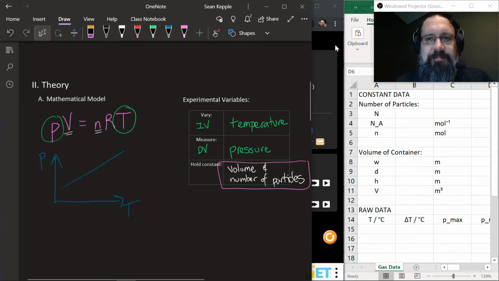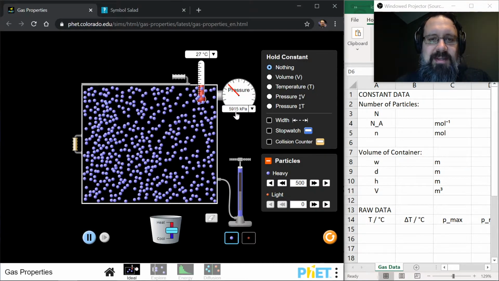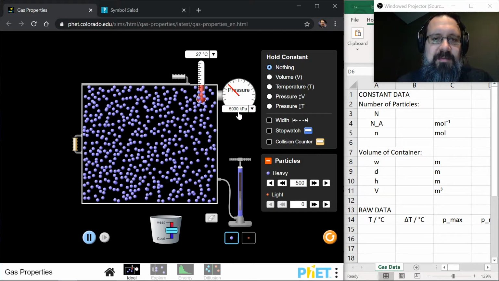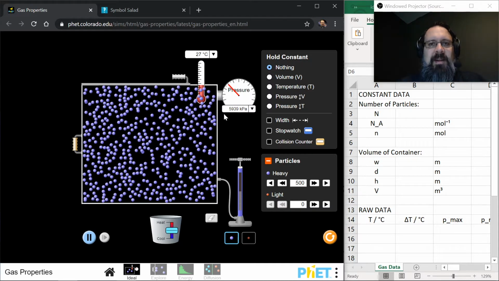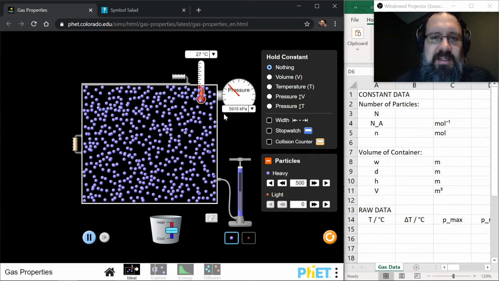relationship with this graph. The first thing you'll notice when you stare at the pressure gauge is it's wildly fluctuating. It's moving all over the place. So the very first thing that you need to do in this experiment is to design a methodology that will minimize the fluctuations in the pressure.